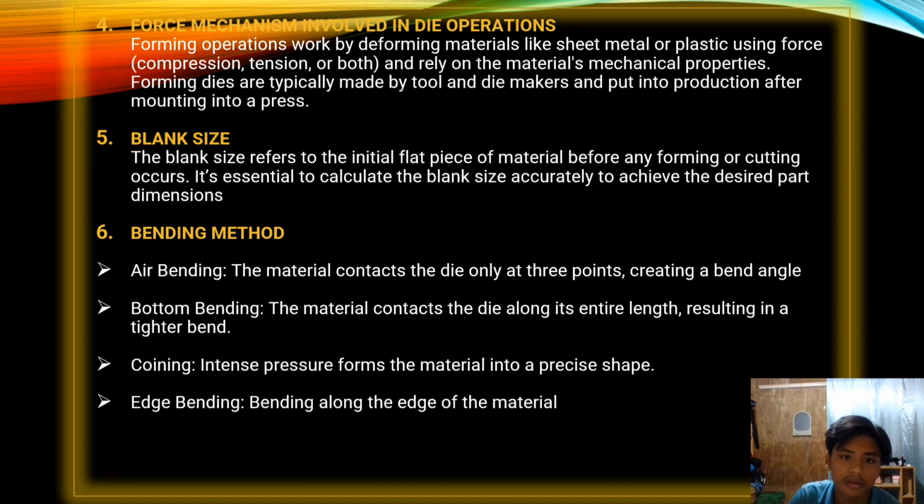Force mechanism involved in die mechanization. Die operation. Forming operations work by deforming materials like sheet metal or plastic using force, compression, tension, or both, and rely on the material's mechanical properties. Forming dies are typically made by tool and die makers and put into production after mounting into a press.